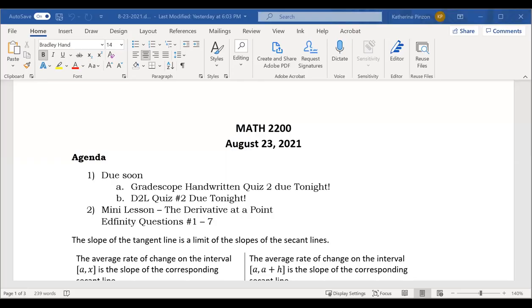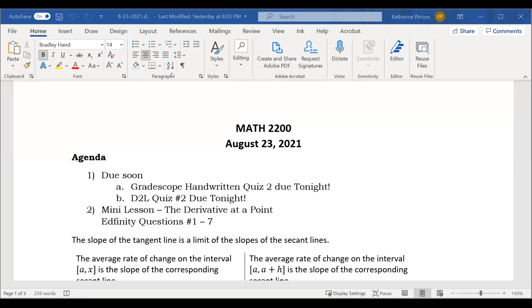Today we're going to do the definition of the derivative. So you have your quizzes due tonight. D2L quiz number 2, handwritten quiz number 2, both due tonight. And we're going to do the definition of the derivative at a point today.